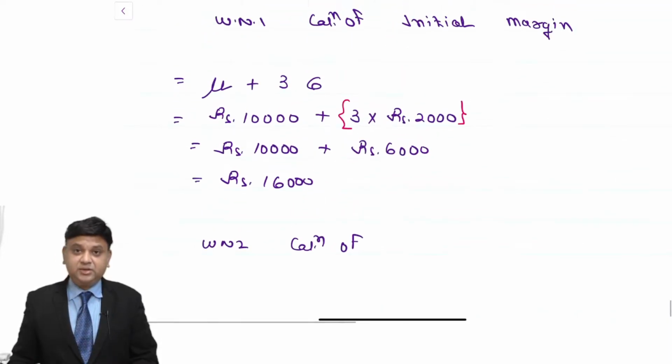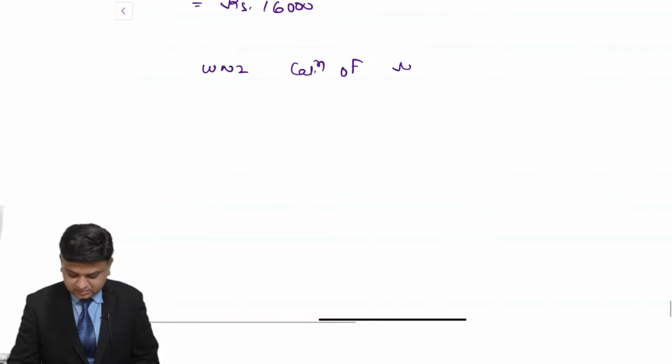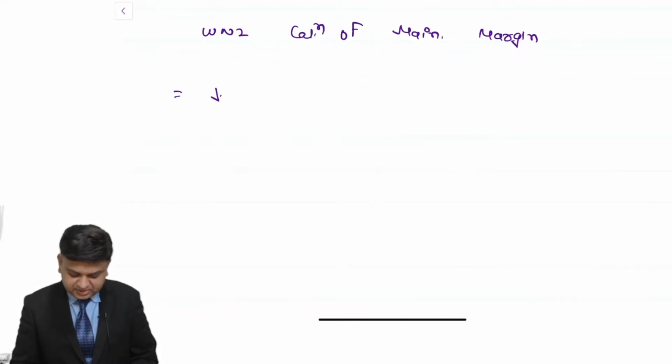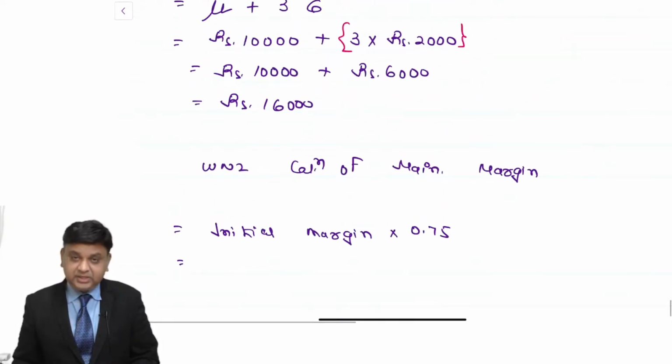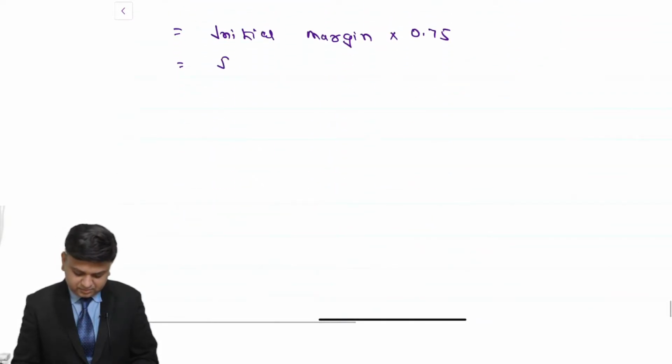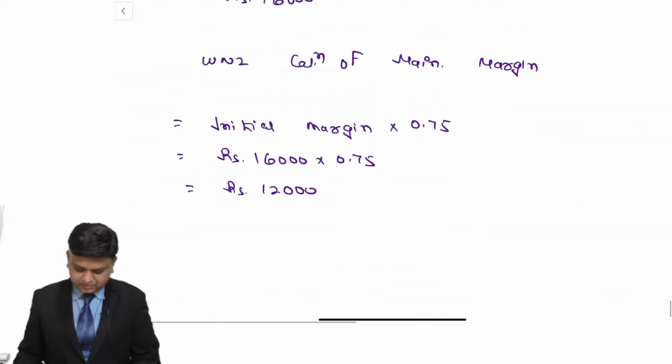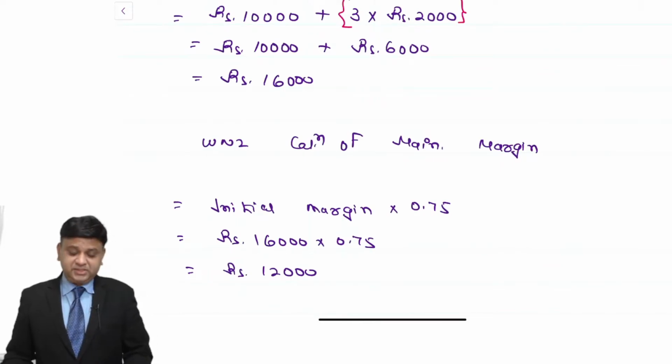Second working note is calculation of maintenance margin. Maintenance margin will be found as initial margin into 0.75. Initial margin is 16,000 into 0.75, that comes to rupees 12,000. That is the way the maintenance margin is calculated.